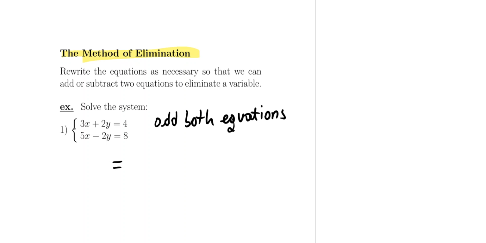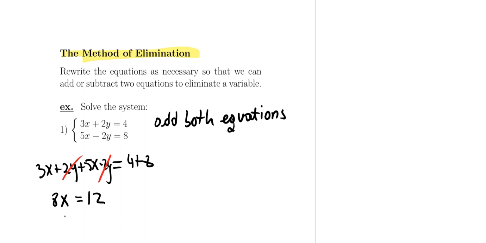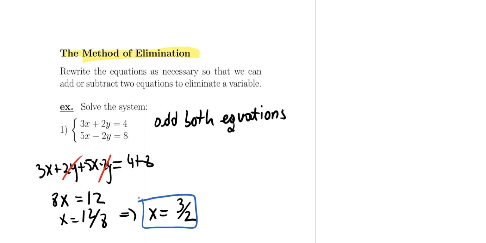So I'm going to add the left side. So it'll be 3x plus 2y plus 5x minus 2y equals 4 plus 8. So I'll get 8x, notice that the y goes away, it's eliminated, equals 12. So then x equals 12 over 8, which gives me that x equals, if I divide by 4, I'll get 3/2. So this is my x, but remember, to solve a system, it means to get the ordered pair x, y. So I need to get y now.